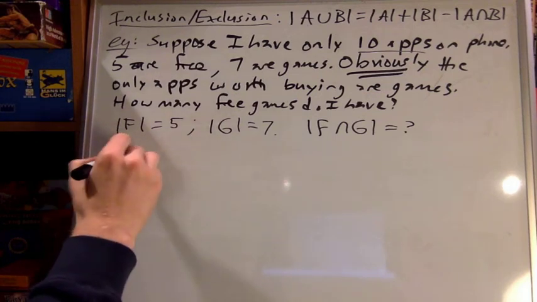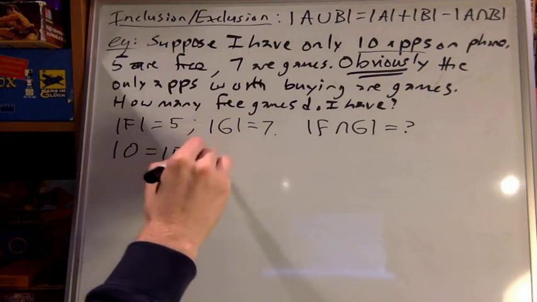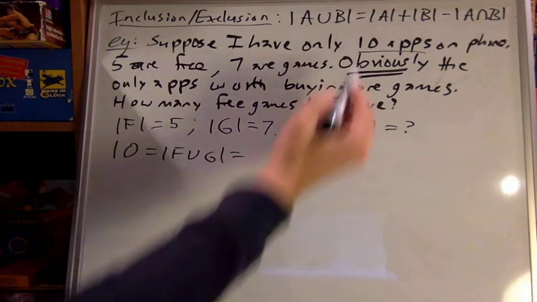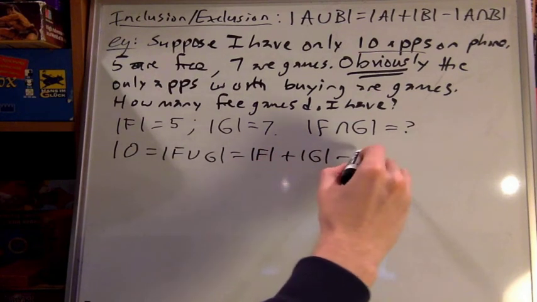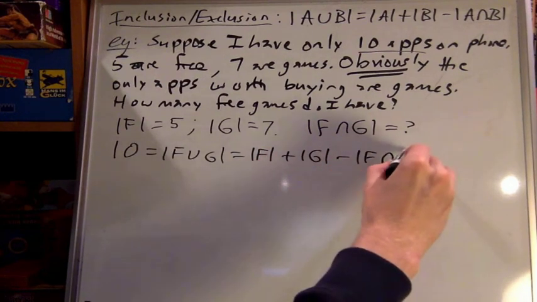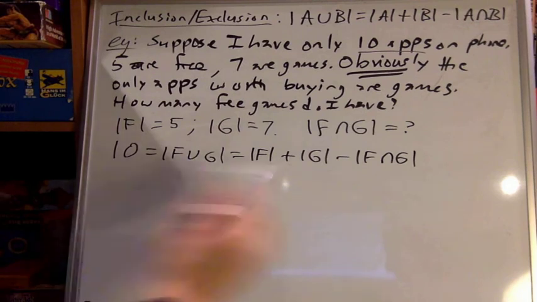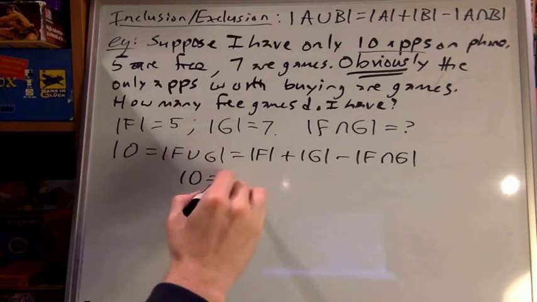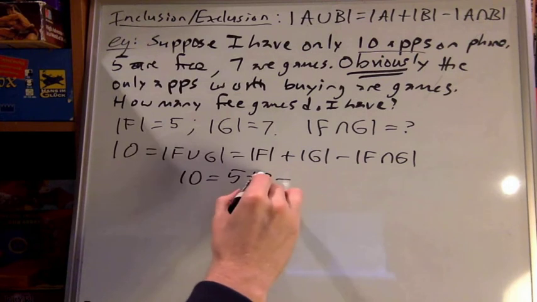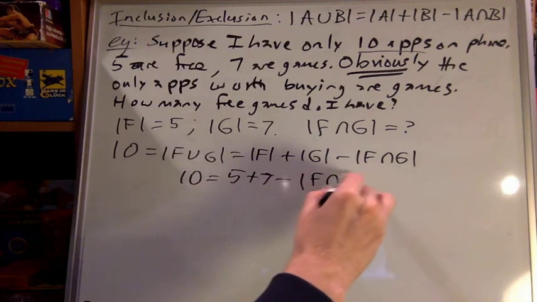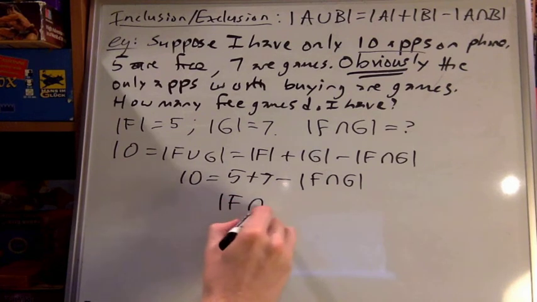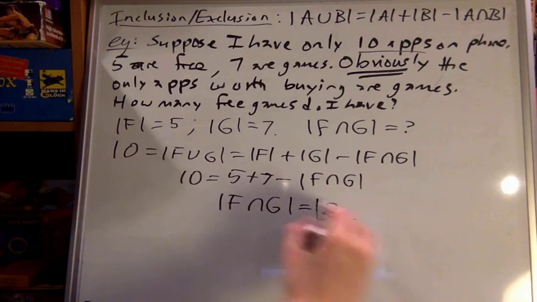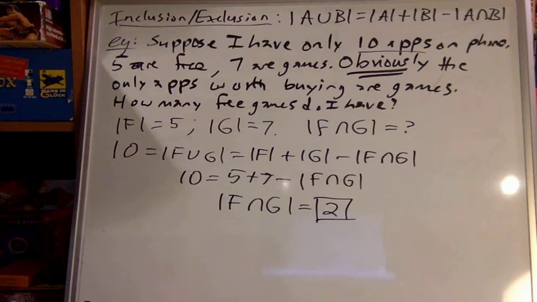So I have that 10 equals the size of F union G, but F union G, by inclusion-exclusion, is the size of F plus the size of G minus the size of F intersect G. Now when I plug everything in, I get here 10 equals 5 plus 7 minus this quantity that I want to know, F intersect G. Doing some really basic algebra here tells me that F intersect G is going to be of size 2. That means I have 2 free games on my phone in this fictitious world.